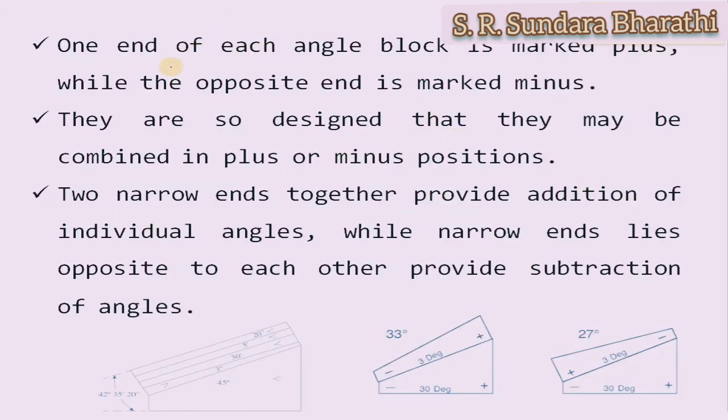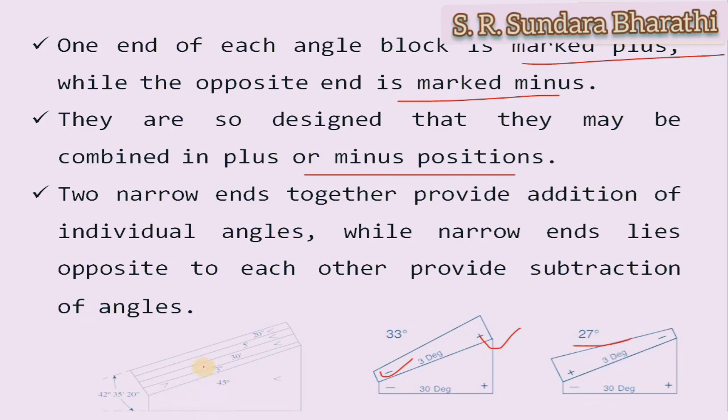Here, one end of each angle block is marked plus, while the opposite end is marked minus. Here is plus, here is minus. So you have to add and subtract to get the correct, right size of angle gauge blocks. They are designed so that they may be combined in plus or minus positions, so based on the condition you choose. Example, if you want 33, you add 30 plus 3. Here we have 30 minus 3 degrees, so we get 27.